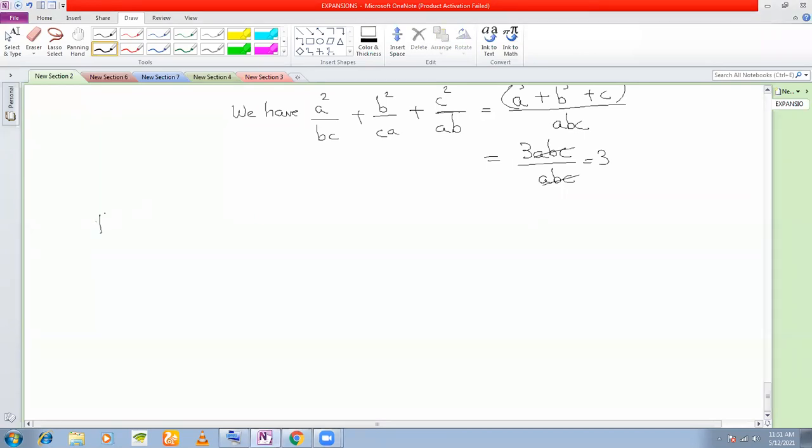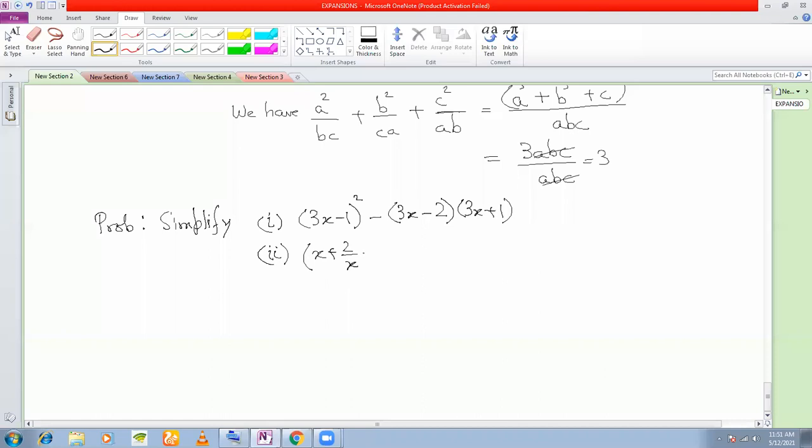The problem here is to simplify. You can check the numbers in your textbook. Okay, simplify. The first question here is 3x minus 1 whole square minus 3x minus 2 into 3x plus 1. Okay, next sum here is x plus 2 by x minus 3.